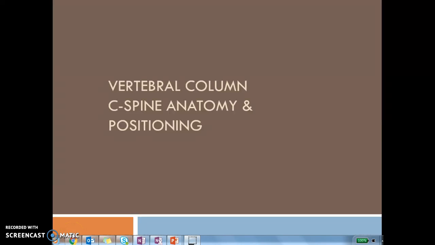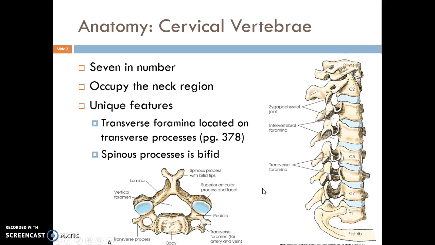We're going to start the lectures on the vertebral column, starting with the cervical spine anatomy and positioning. The cervical vertebrae anatomy starts out with the 7 cervical vertebrae of the neck. The cervical vertebrae are very special in that they have transverse foramen located on the transverse processes. They have a bifid spinous process, unlike the rest of your vertebrae from the thoracic down through the lumbar.